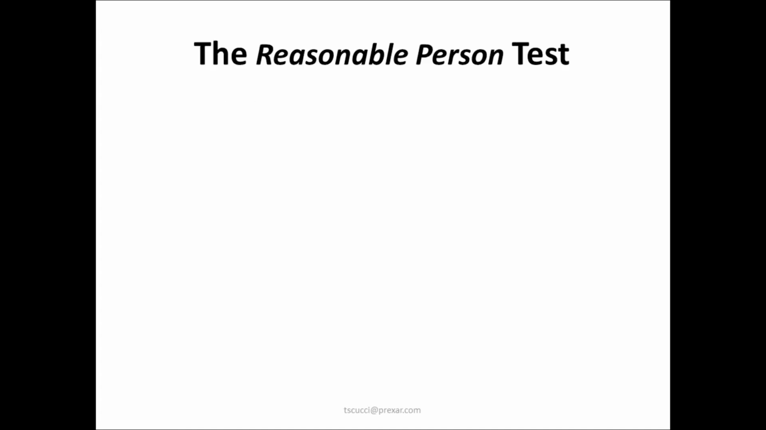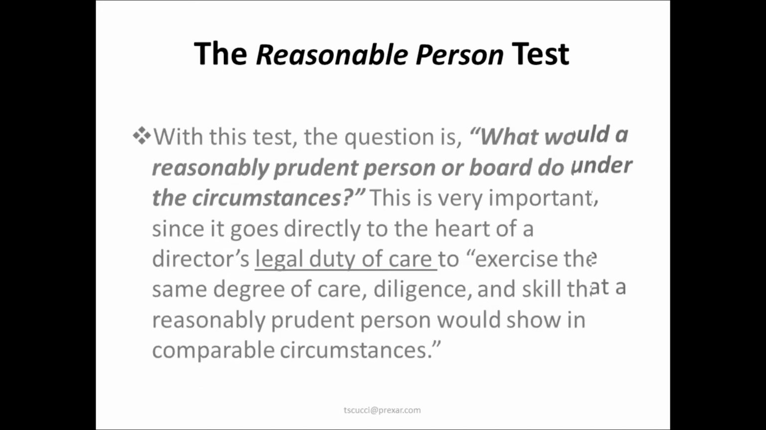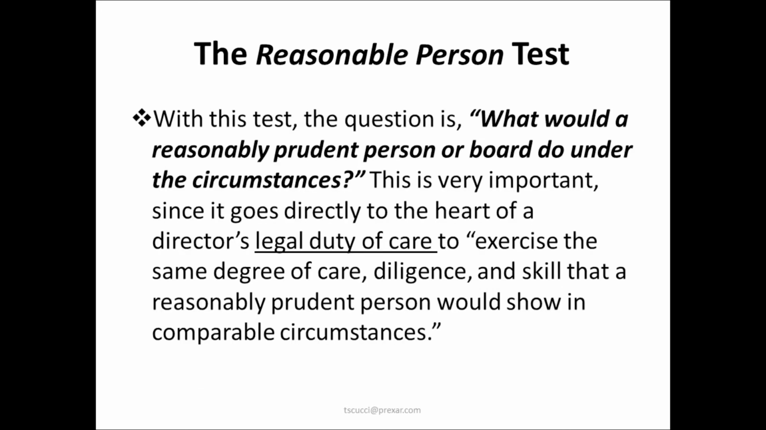The third test is the reasonable person test. With this test, the question is, what would a reasonably prudent person or a board do under these circumstances? And this is really important because it gets at the duty of care that I talked about in a slide earlier on. You want to be exercising the same degree of care, diligence and skill that a reasonably prudent person would show in comparable circumstances. When I think about this, I think about common sense. What would a reasonable person think about this particular situation, whatever the situation may be? So that's the third test.